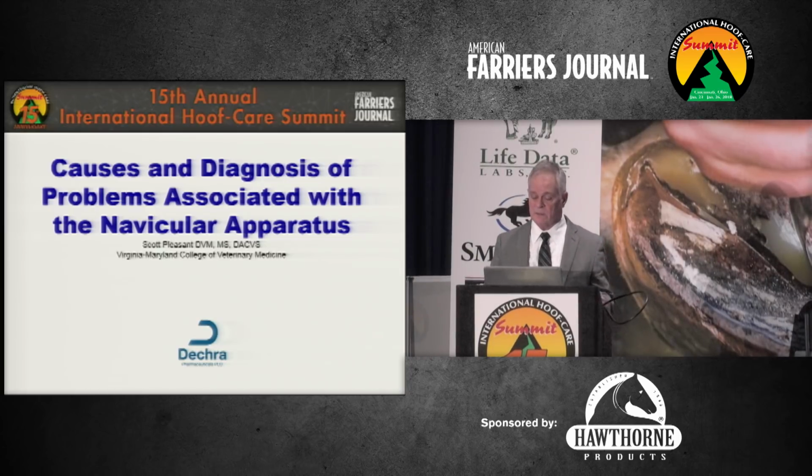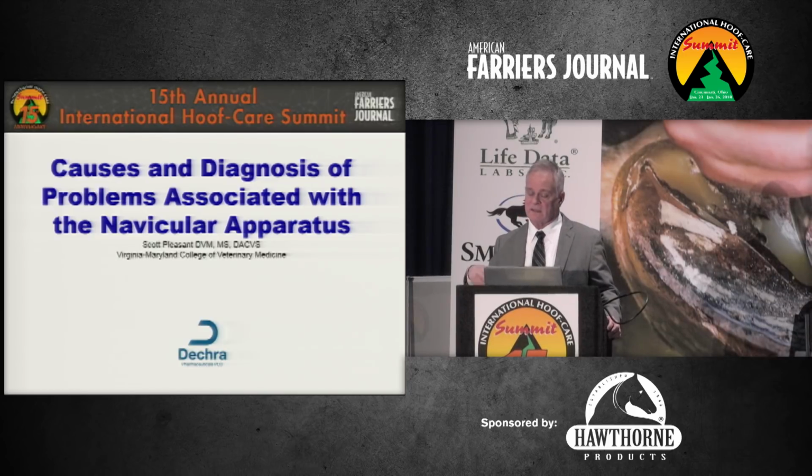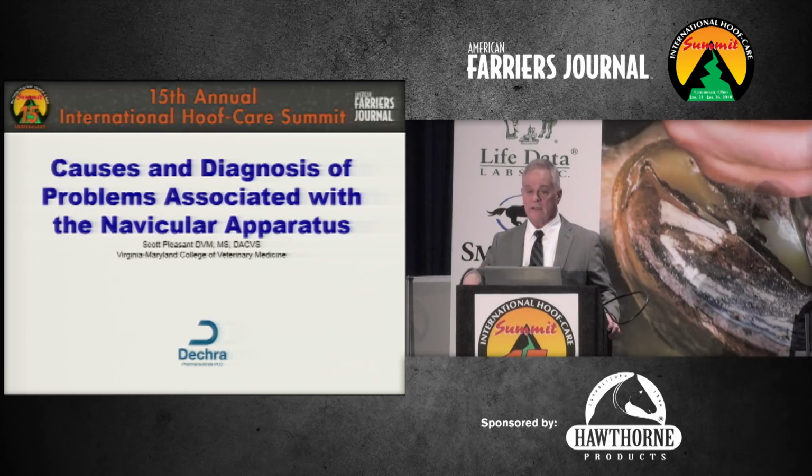My objectives this morning are first to review what is meant by the term navicular apparatus. Then I'm going to review the anatomy and physiology of the navicular apparatus. Then I'm going to give you the current thought on the pathophysiology of injuries to the navicular apparatus, with some of my bias thrown in there. And then lastly, to review how vets will diagnose problems with the navicular apparatus. I hope that information will help you understand what's going on in the horses you help manage that have problems of the navicular apparatus.